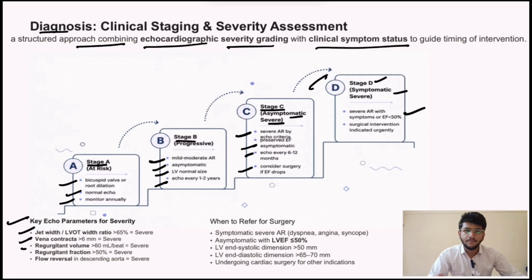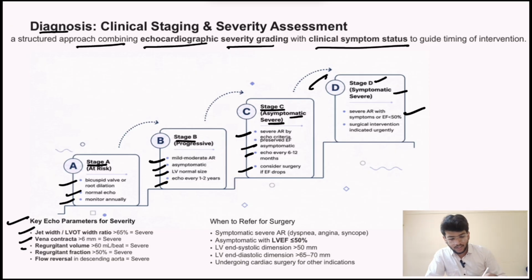Now let us see the treatment part for the AR, that is medical management to surgical intervention. For acute ones, we need immediate surgical treatment as it is a medical emergency. Acute severe AR, that is aortic regurgitation, causes hemodynamic collapse. Immediate surgery is mandatory. IV vasodilators like nitroglycerin and inotropes serve as a bridge to surgery. IABP is contraindicated in aortic regurgitation.